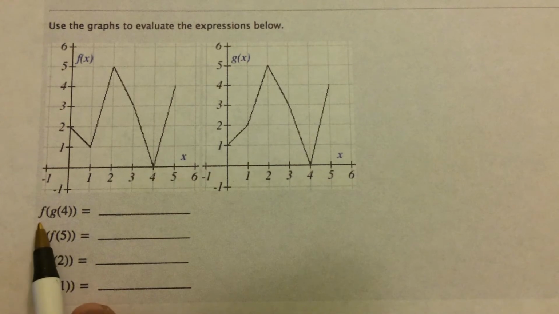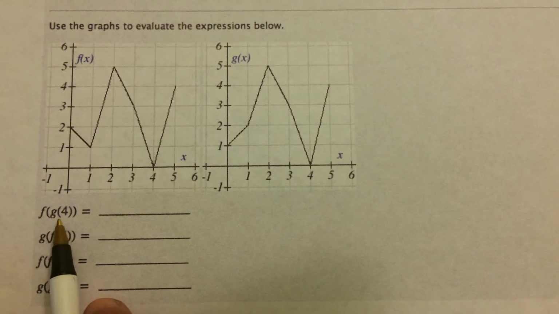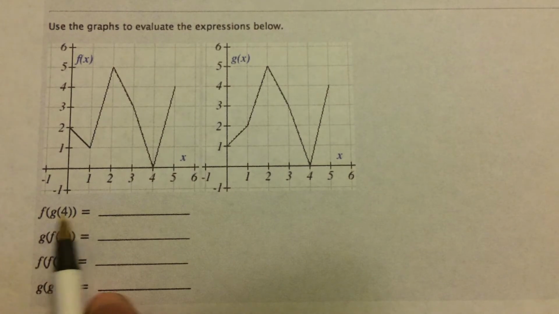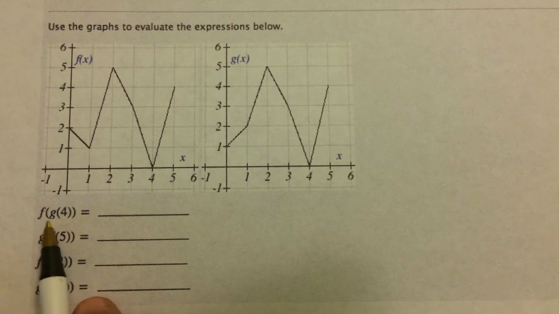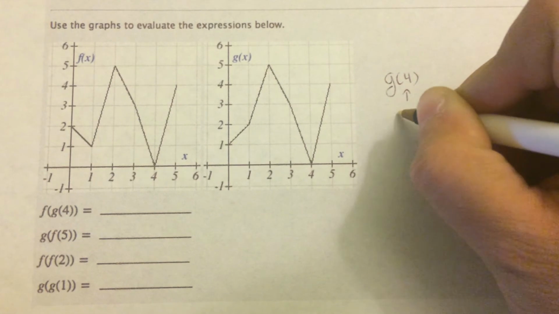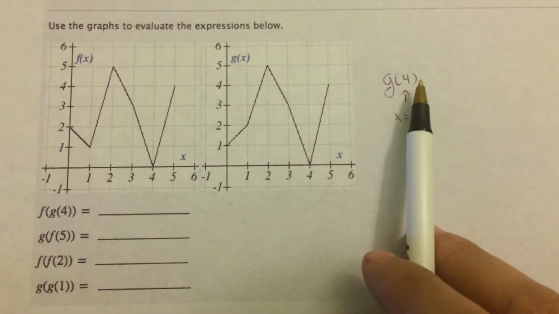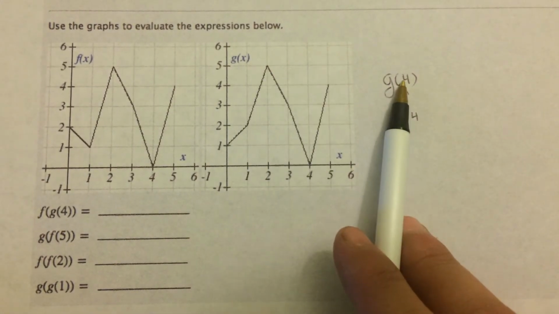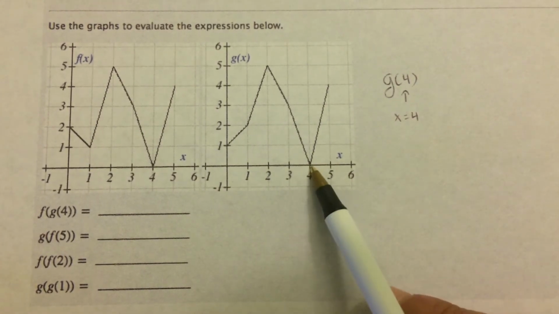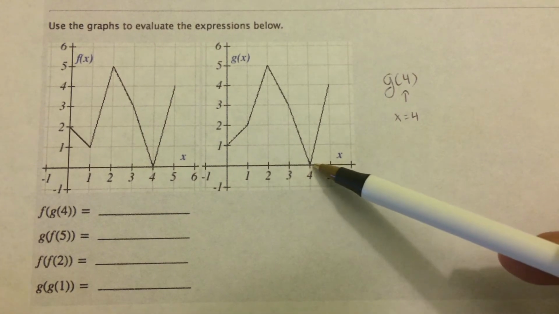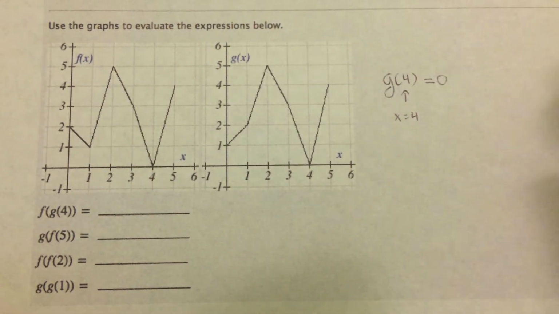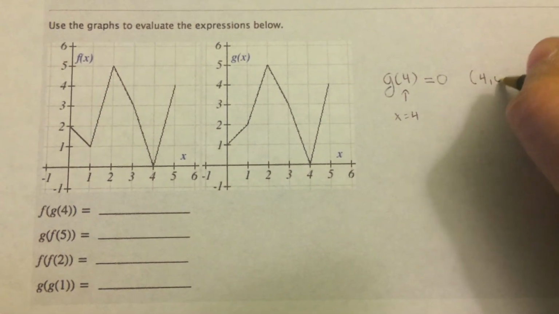So first thing, they're asking us to find f of g of 4. So what we really need to focus on is finding this inside piece, inside the parentheses, the g of 4. So g of 4, really what they're telling us is that x equals 4. And the reason I know that is they've replaced the x with a 4. So what we want to do is go to the graph and look at where x equals 4, and find the y value at that point. So at x equals 4, y is 0. So g of 4 is 0. And just to note, this is just another way of writing the ordered pair for 0.